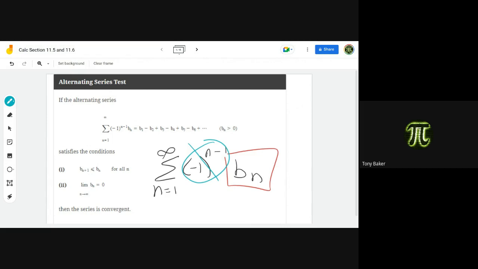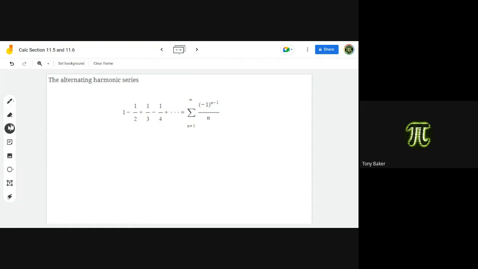All right. Let's look at a couple examples. The first one we're going to look at, the harmonic series. Does it converge or diverge? It diverges, right? That's one of those special cases. It's basically a p-series where p equals 1, so it diverges. This is the alternating harmonic series. It's the exact same thing, except it goes negative, positive, negative, positive, or positive, negative, positive, negative.